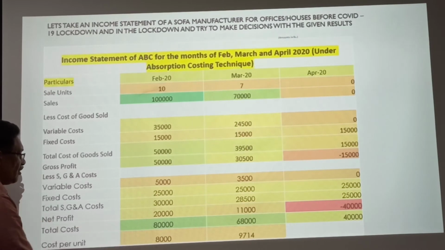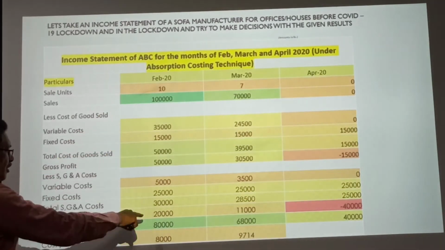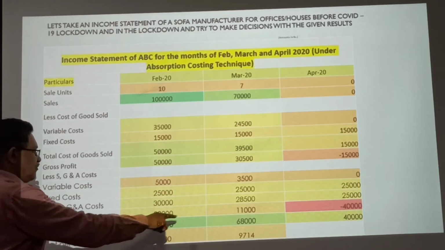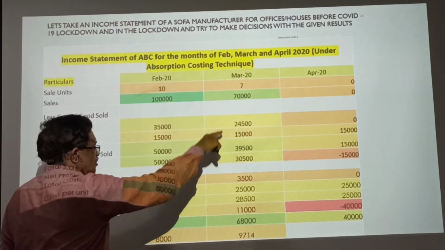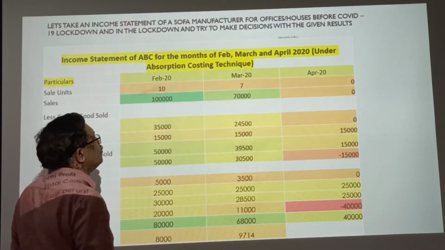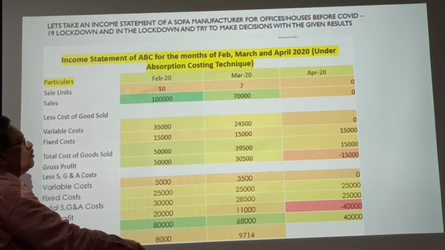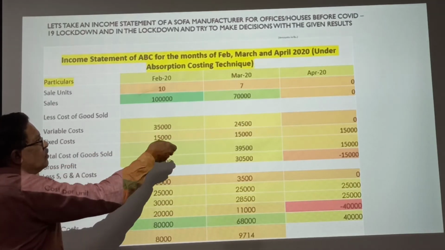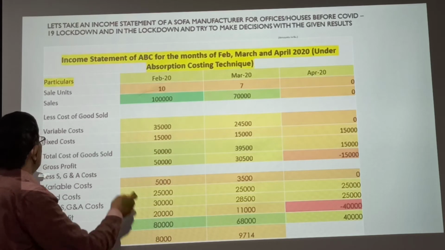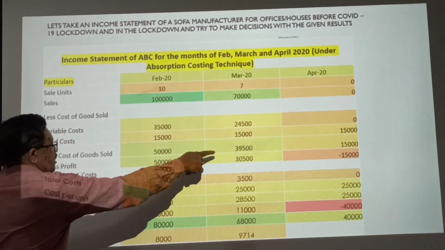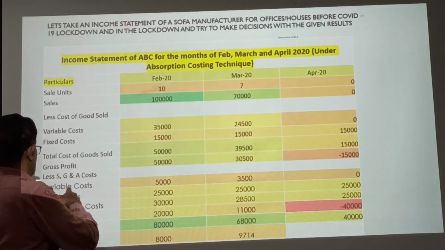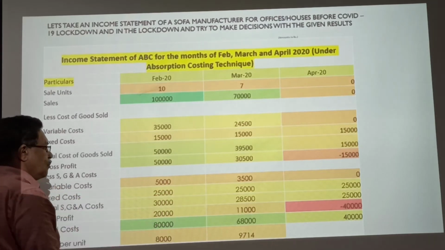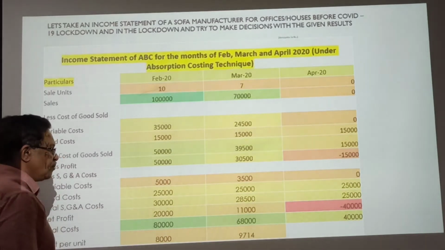He got a net profit of 20,000 in the month of February. But in the month of March, the net profit was 11,000. He has used the same method. But he could not produce 10 units because of the partial lockdown. He could produce only 7 units. Because of that, the sales revenue has dropped to 70,000. And the cost of production was 39,500. And because of the other costs, his net profit has dropped down to 11,000 rupees.